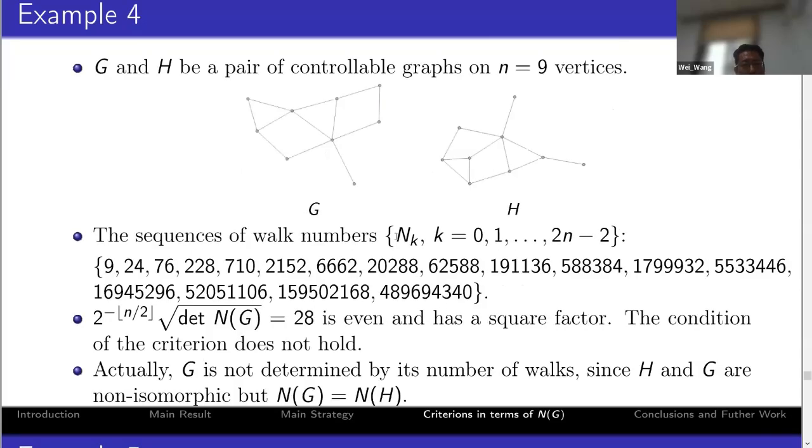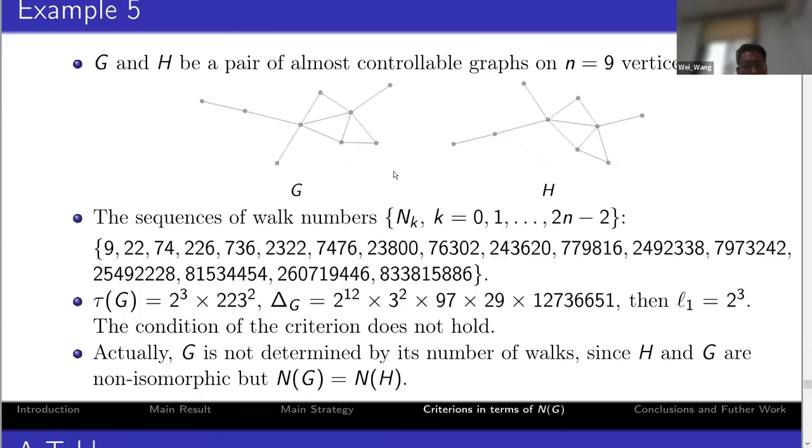I also give you the last 2 examples. Here is a pair of controllable graphs on 9 vertices. Actually, they have the same sequence of walk numbers, but the condition of the theorem does not hold because this is even and has a square factor. So graph G is not determined by its total number of walks, since these 2 graphs are non-isomorphic but have the same sequence of walk numbers.